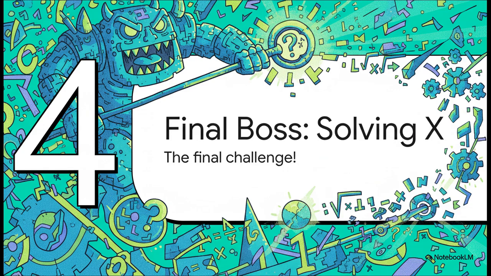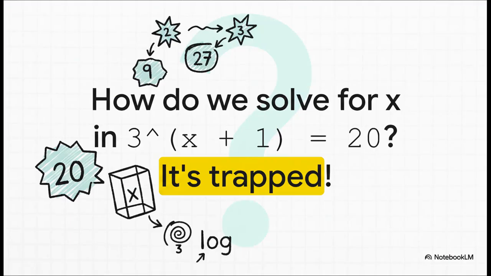It is time for the final boss of our little explainer. This is where logarithms stop being just a question and become a seriously powerful tool for solving tricky equations. Okay, here's the situation. 3 to the power of x plus 1 equals 20. And we've got a problem. 20 isn't a nice, clean power of 3. 3 squared is 9, 3 cubed is 27. We've completely overshot it. So how in the world do we solve for x when it's stuck way up there in the exponent? We need a tool that can bring it down to our level.